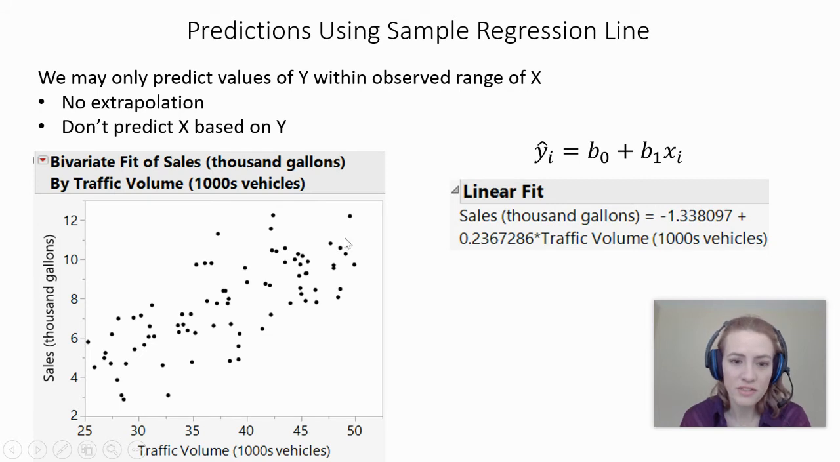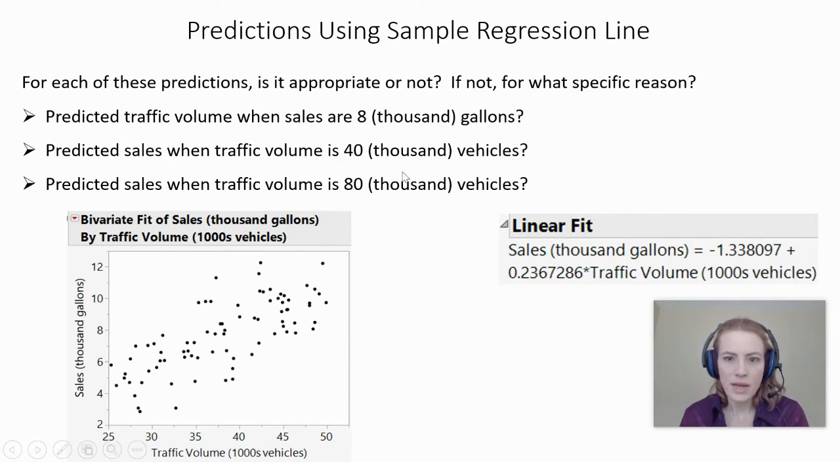Okay, so we don't know if this linear trend continues as x increases, or maybe it levels off at some point, or who knows, maybe even it curves downward. It's unknown to us, so we shouldn't go out there beyond the graph. All right, so have a look at these three questions. And for each, I want you to think about, is this a prediction that's appropriate to make? And if it's not appropriate, what's the specific reason why? Okay, so maybe pause the video here and answer those questions.